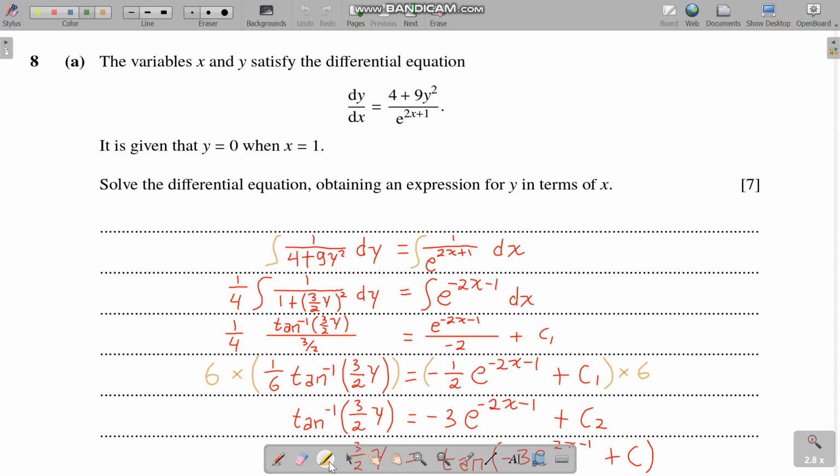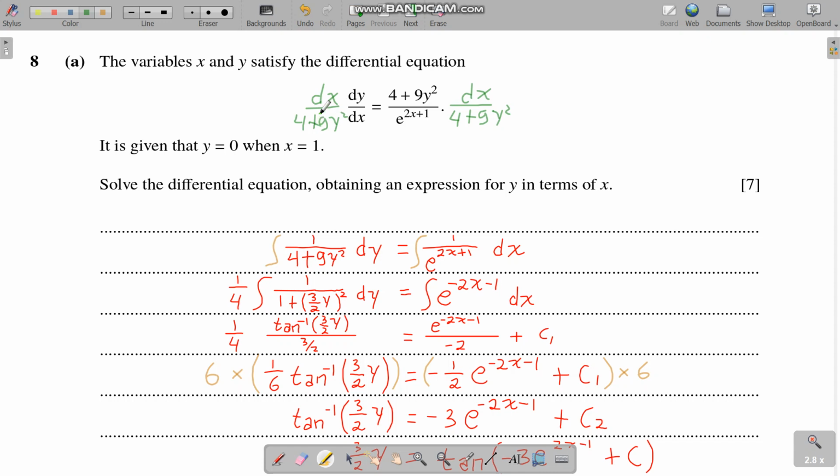So the first step is to separate the variables. We have to put everything with y on the left, everything with x on the right by multiplying or dividing. So here we're just going to multiply both sides by dx, and at the same time divide both sides by 4 plus 9y squared.